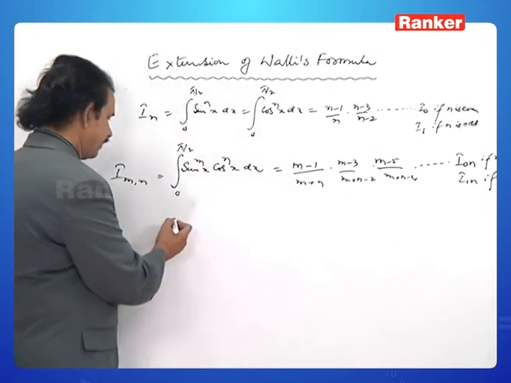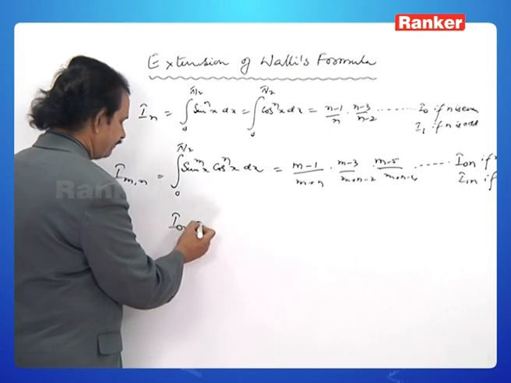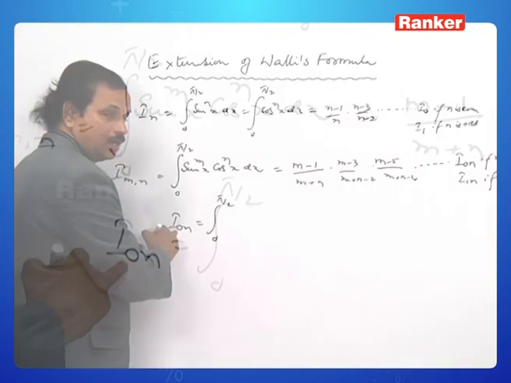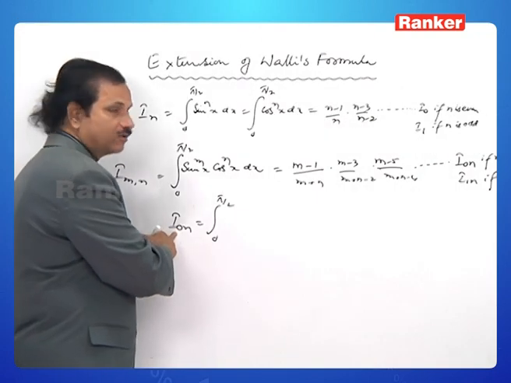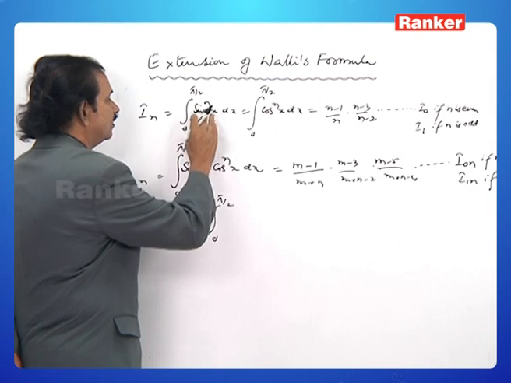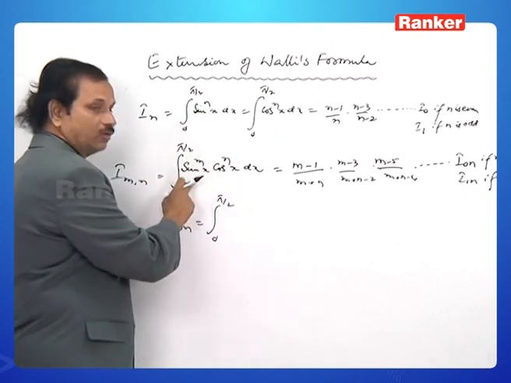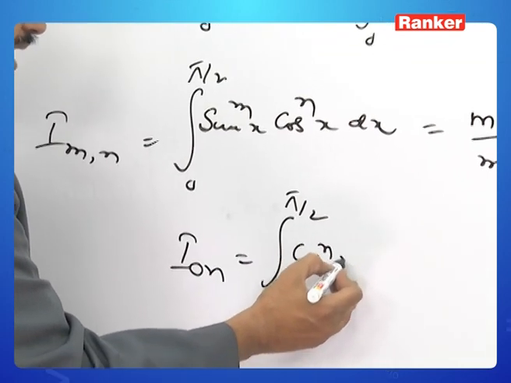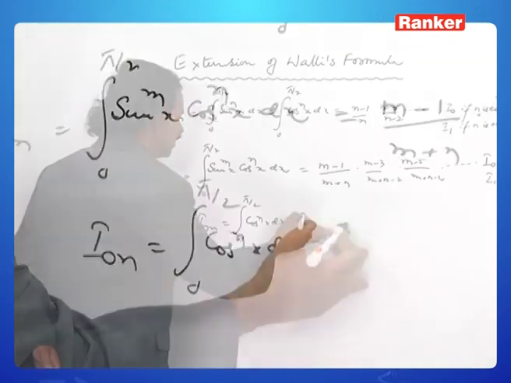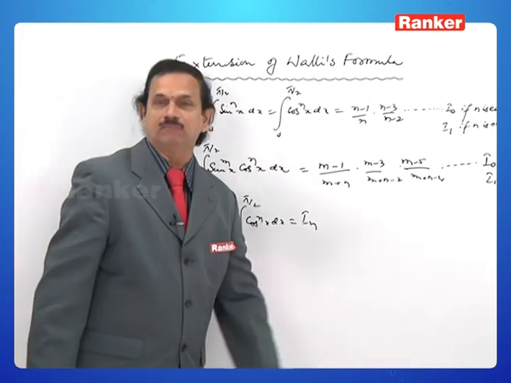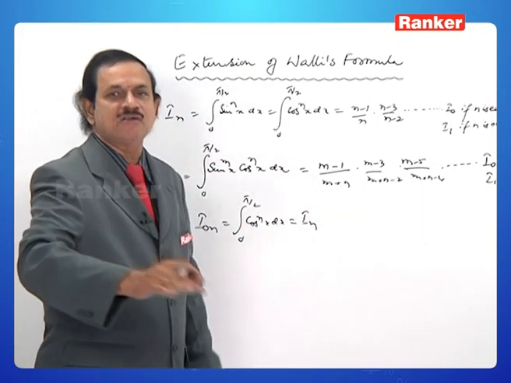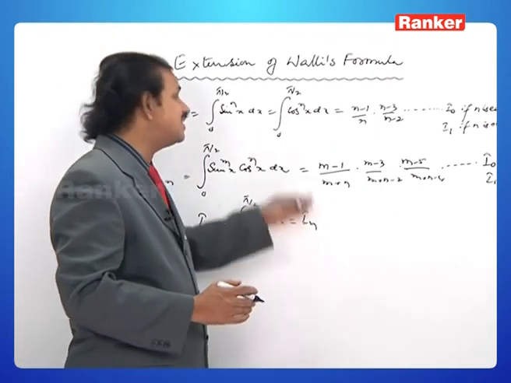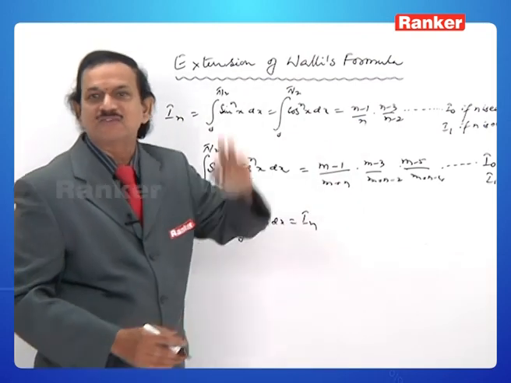What is I0n? Integral 0 to pi by 2. Come on. In the place of m, you are supposed to take 0. Sin x power 0 is 1. 1 into cos power nx, it becomes cos power nx, and which is already known to be In. And you make use of all the formalities of In which were already dealt with in Wallis formula.